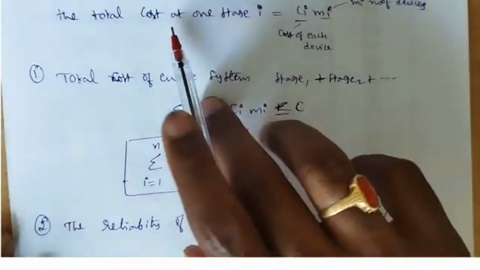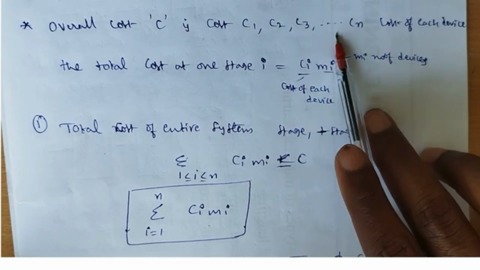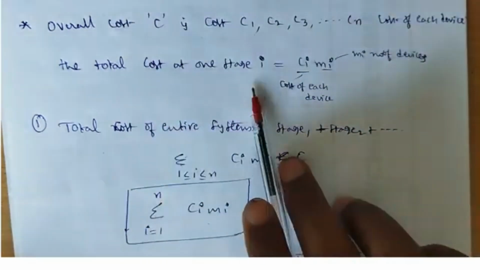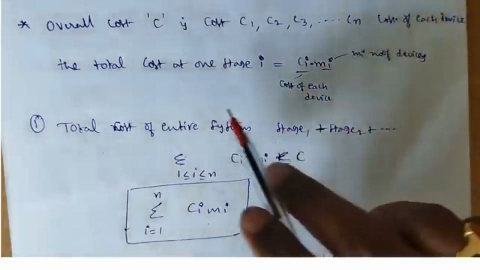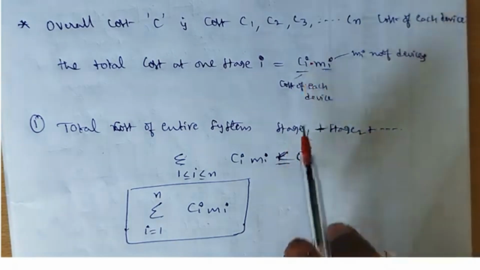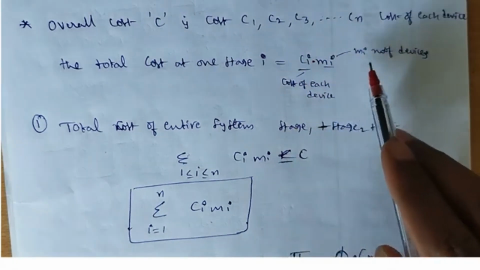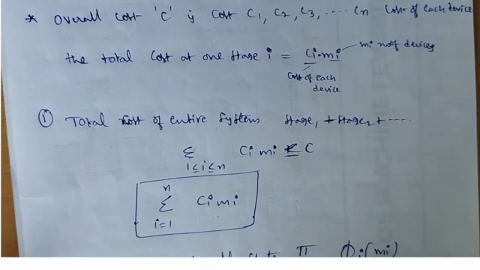Okay, the overall cost C is C1, C2, C3 up to Cn. The cost of each device is Ci, and the cost of one stage is Ci times Mi. Here, Ci is the cost of each device, and Mi is the number of devices. In this topic we have to remember these three formulas.